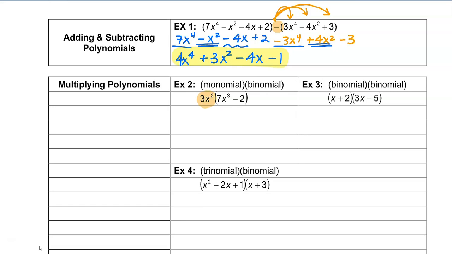Okay, multiplying polynomials. This is just exactly what we've done here. We have a monomial. Remember, a monomial means one term, right? Times a binomial. Binomial means two terms, right? So when you have a monomial times a binomial, all you're going to do is just distribute that monomial through. So it'll be 3x squared times 7x cubed, which is 21x to the fifth. And then it's 3x squared times the minus 2, which is minus 6x squared.